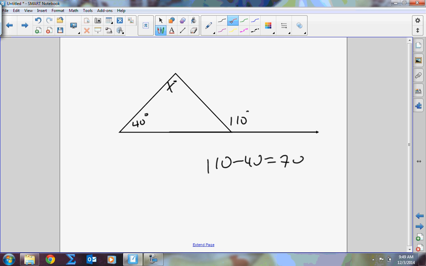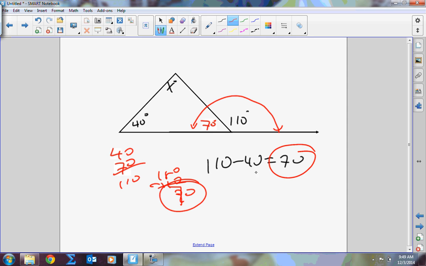Or I have a linear pair, and then all triangles add up, so that's 40 and 70 makes 110. 180 minus 110 is 70. So this and this I can get either way. This one was faster. So long term, if you forget that, it's not a big deal.